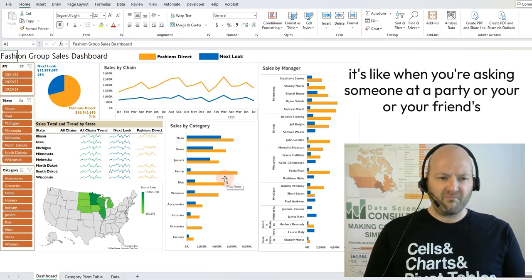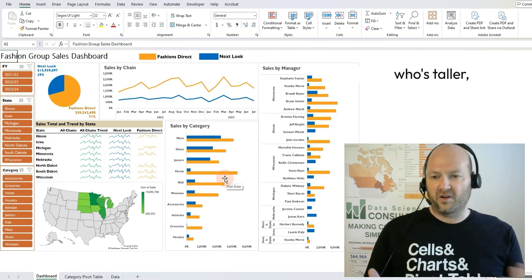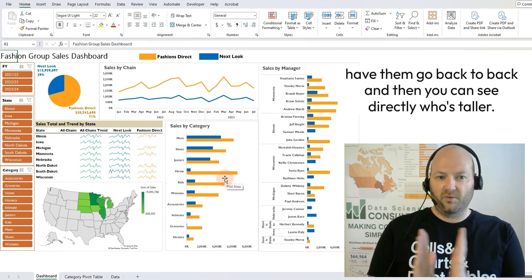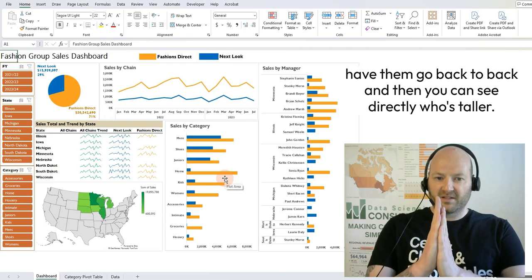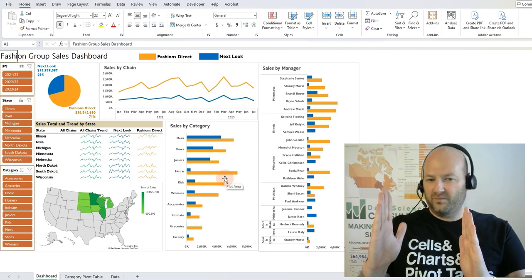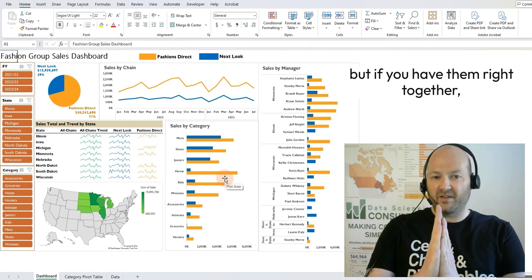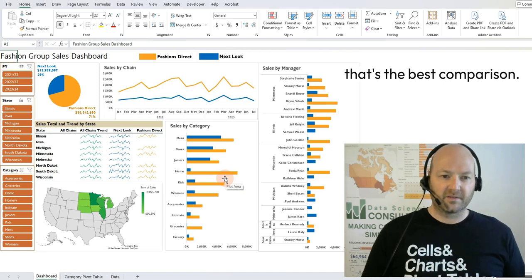It's like when you're asking someone at a party or your friends who's taller, you typically have them go back to back, and then you can see directly who's taller. If you had someone over here and someone over here, it's harder to tell who's taller and by how much. But if you have them right together, that's the best comparison.